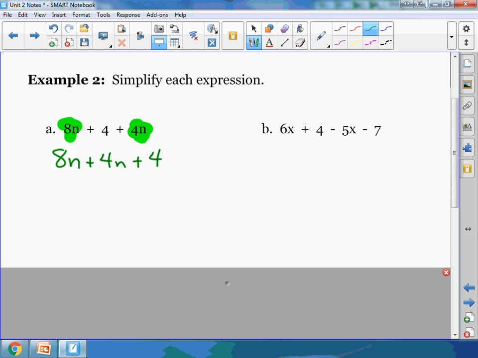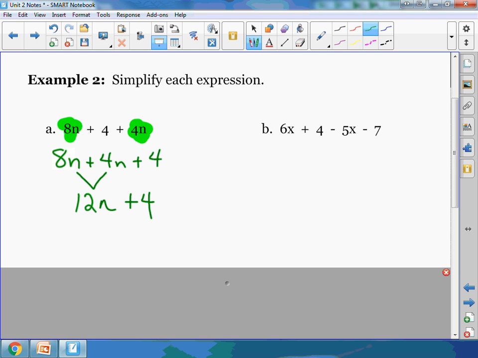So you told me that 8n and 4n were like terms. Imagine having 8 of those green bars and 4 of those green bars that we use for algebra tiles. What would you get when you simplify those two? Amelie? 12n. You just add the coefficients, 8 and 4, 12n plus 4.